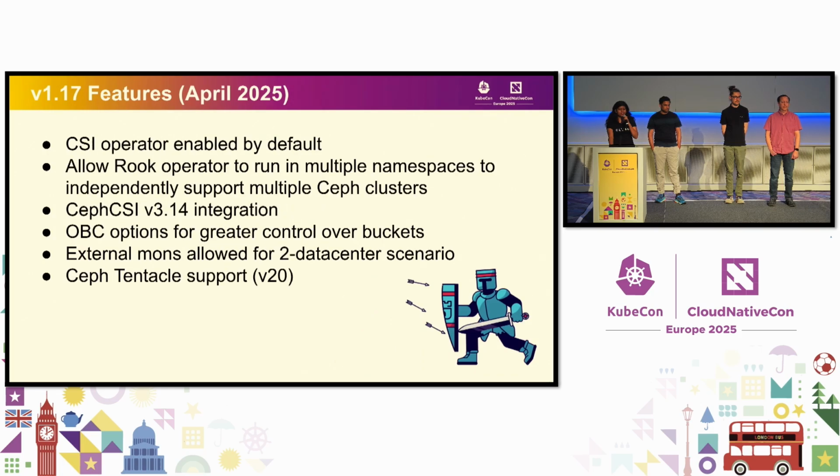In the next release that we plan, 1.17 in April 2025, we want to have CSI operator enabled by default, allow the Rook operator to run in multiple namespaces independently, and support multiple Ceph clusters. We want to have Ceph CSI version 3.14 integration, and some object bucket claim improvements planned for greater control over buckets. We also have external monitor support for two data center scenarios. Also, we plan to support Ceph's latest version, Tentacle.